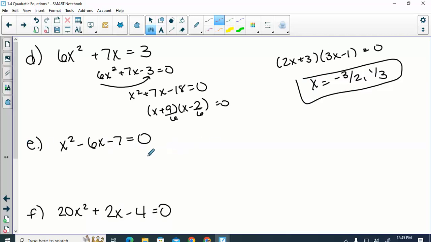E. This one's pretty easy. You can just factor right away. So x minus 7, x plus 1. So you get 7 and negative 1.